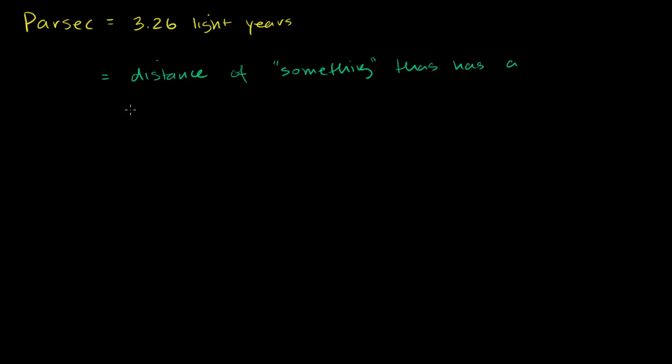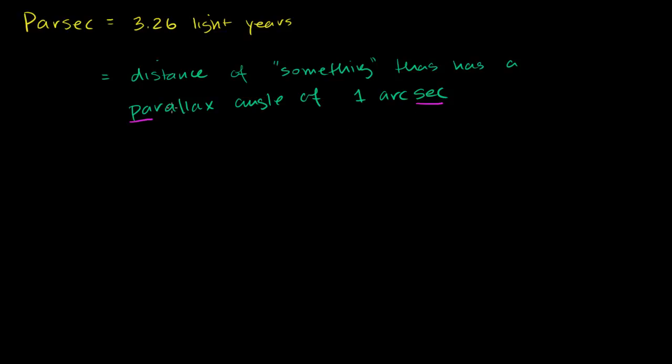or let me say that has a parallax angle of one arc second. And the word comes from the par in parallax and the second in arc second. So it's literally parsec. You could think of it as kind of the parallax arc second.